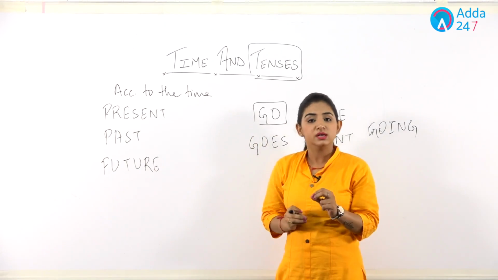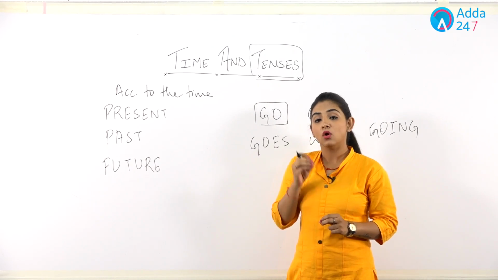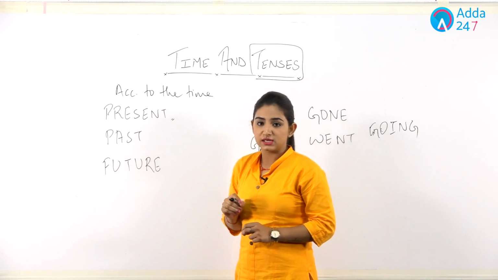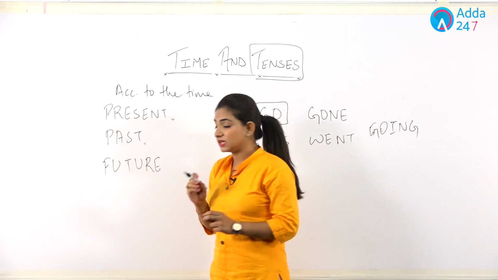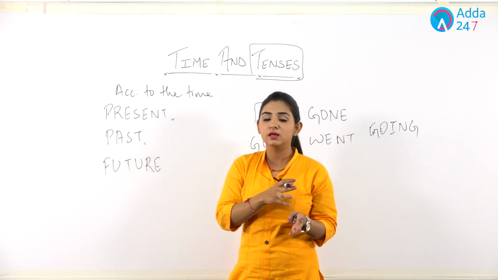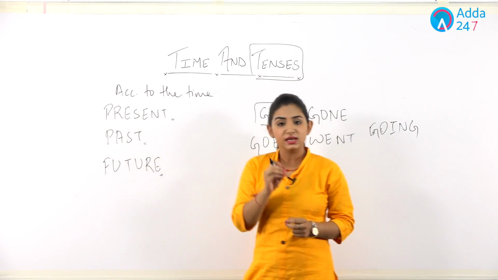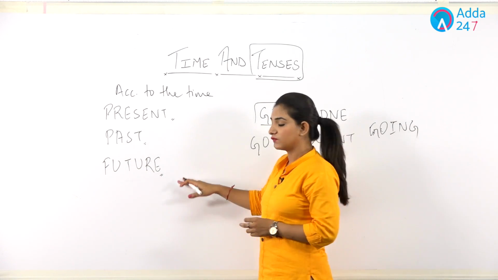Present means whatever is going on at the moment or habitual action or universal truth is expressed under present tense. If we talk about past tense, it defines everything which has already been performed, already been done. And the last is future tense. Anything which is yet to be done comes under future tense.